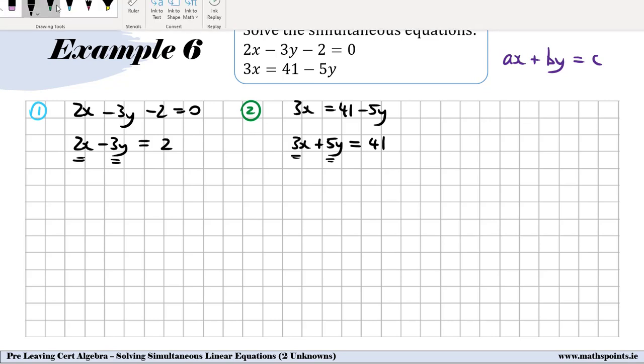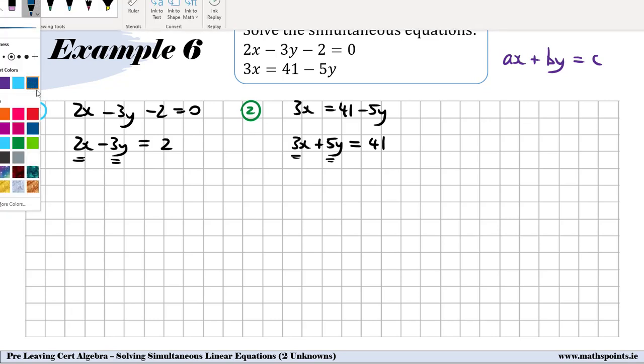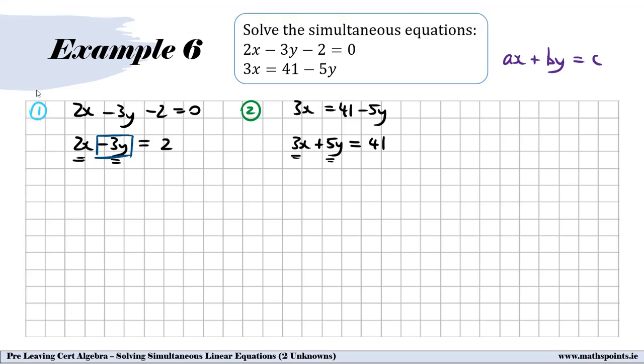Again, I'm going to select the y's to eliminate, and I have a minus 3y in equation 1, and I have a plus 5y in equation 2. The lowest number that both 3 and 5 go into is 15, and so I'm going to try and change equation 1 into minus 15y and equation 2 into plus 15y.